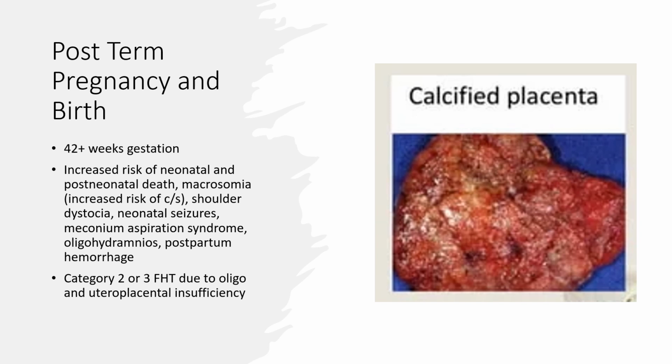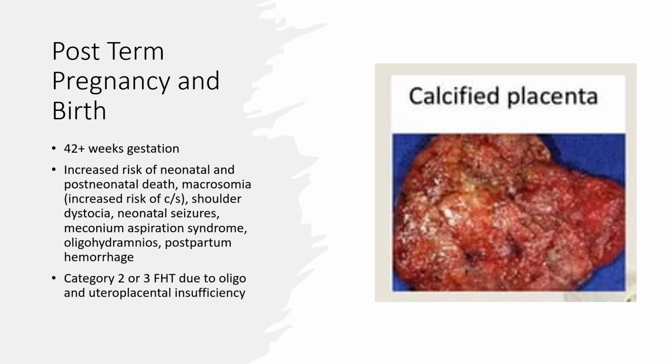Okay, another issue that can happen with pregnancy is post-term pregnancy and birth. So this is where your patient goes past 42 weeks of gestation. These patients have an increased risk of neonatal and post-neonatal death, increased risk of macrosomia, which now increases their risk of needing a C-section because their baby's too big and they might experience some sort of dystocia, shoulder dystocia.